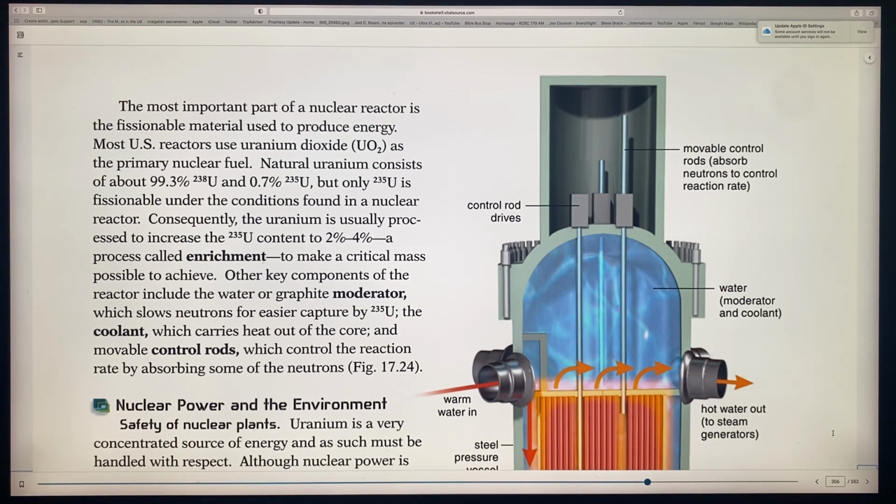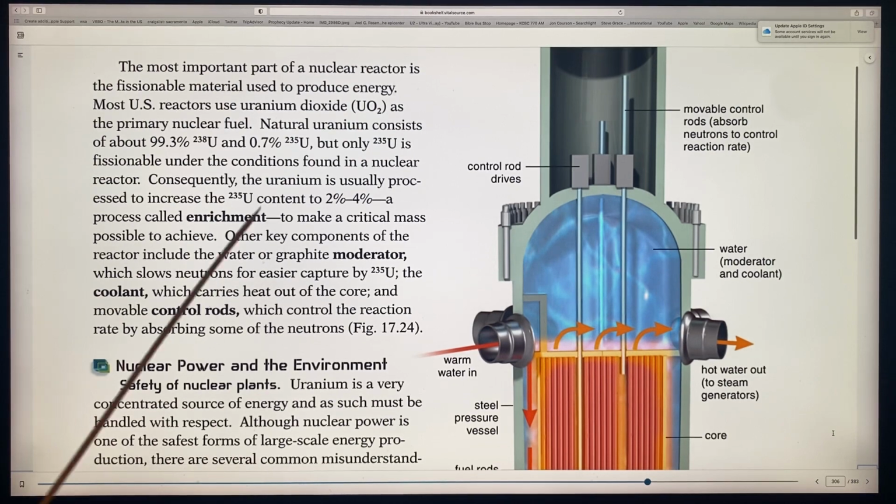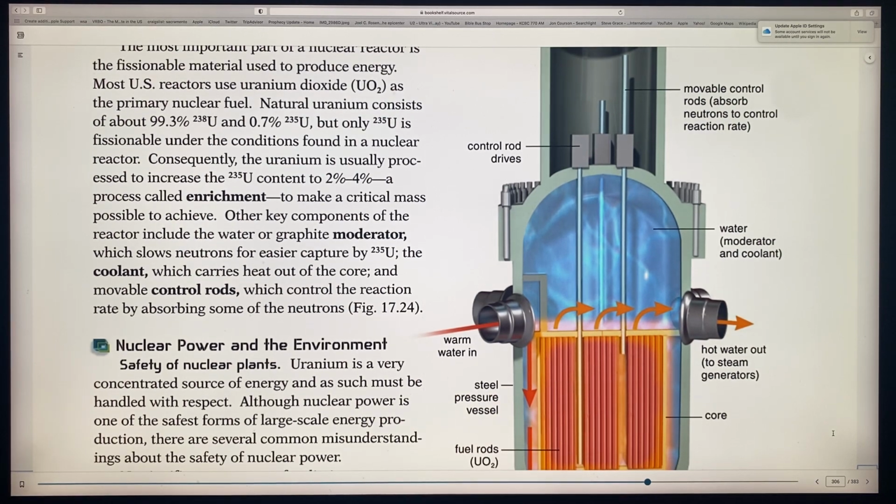So, well, the most important part of a nuclear reactor is the fissionable material used to produce energy. If you don't have the fissionable material, if you don't have the uranium, especially uranium dioxide, this is the primary nuclear fuel. And of course, uranium-235 is only 0.7%, as I said. 99.3% is uranium, but it's the wrong kind of uranium. So only 235 is fissionable under conditions found in a nuclear reactor.